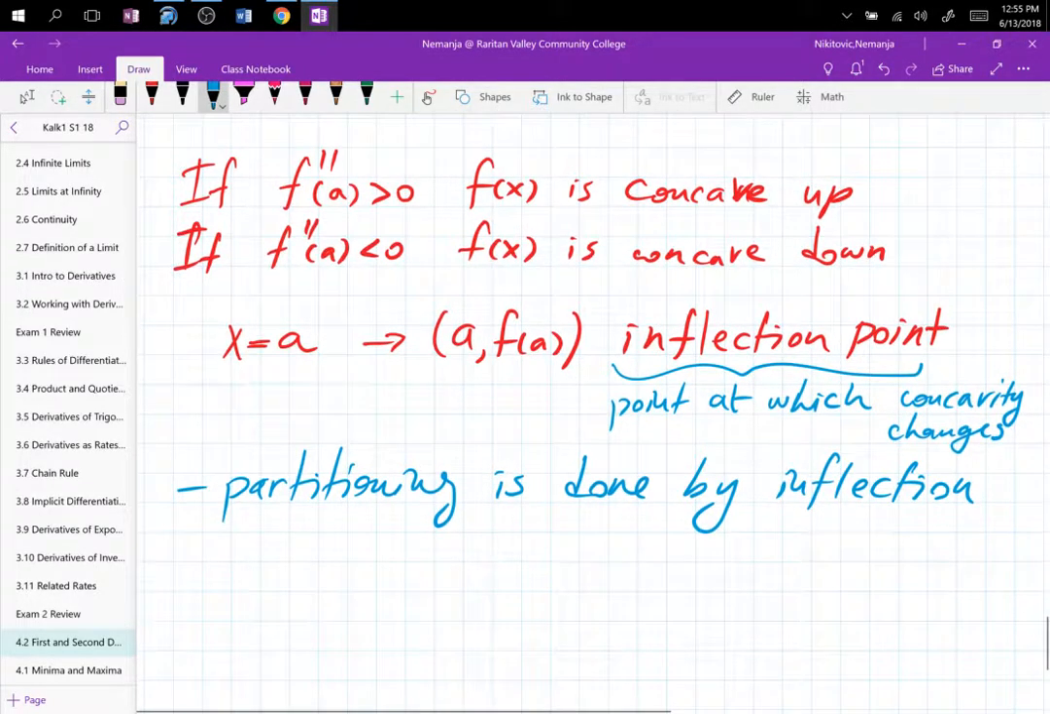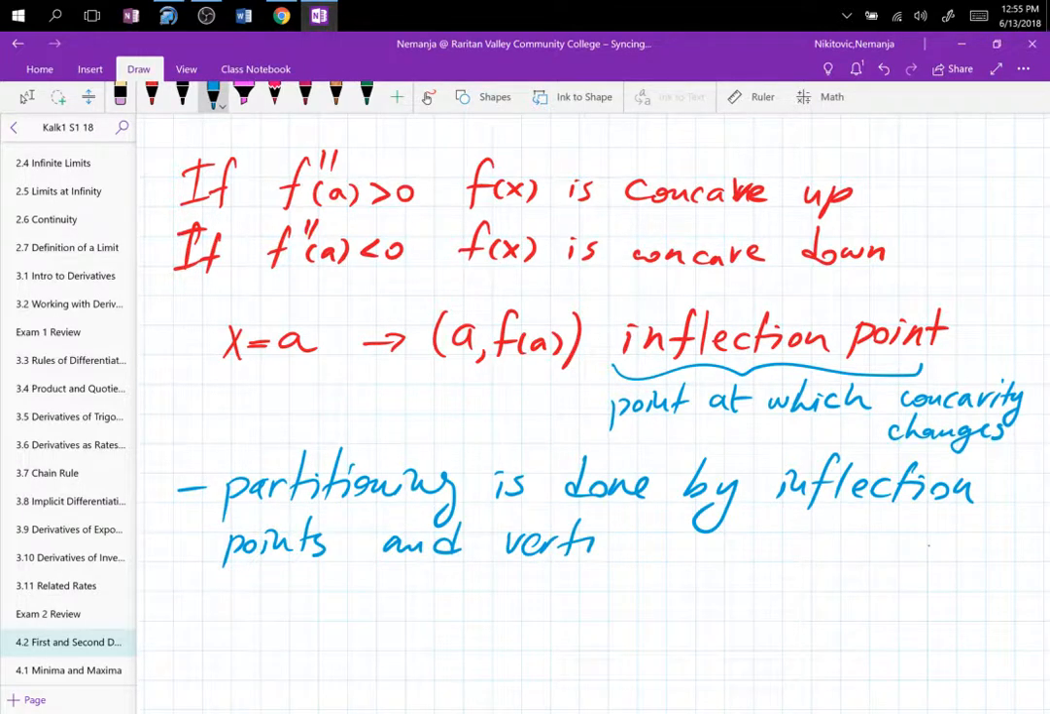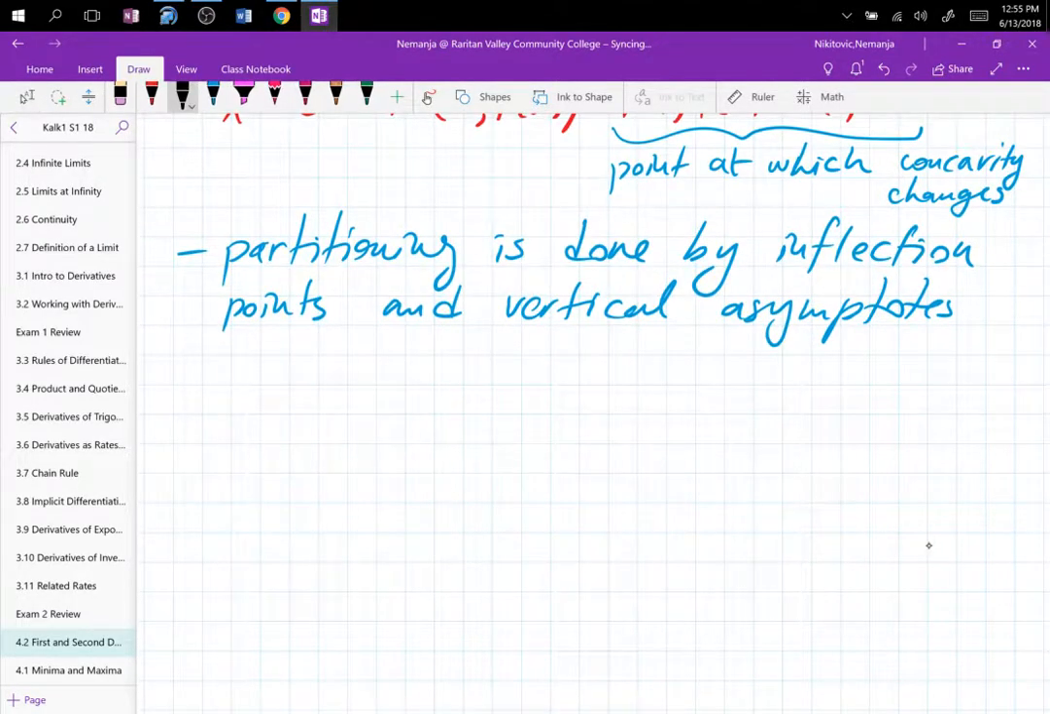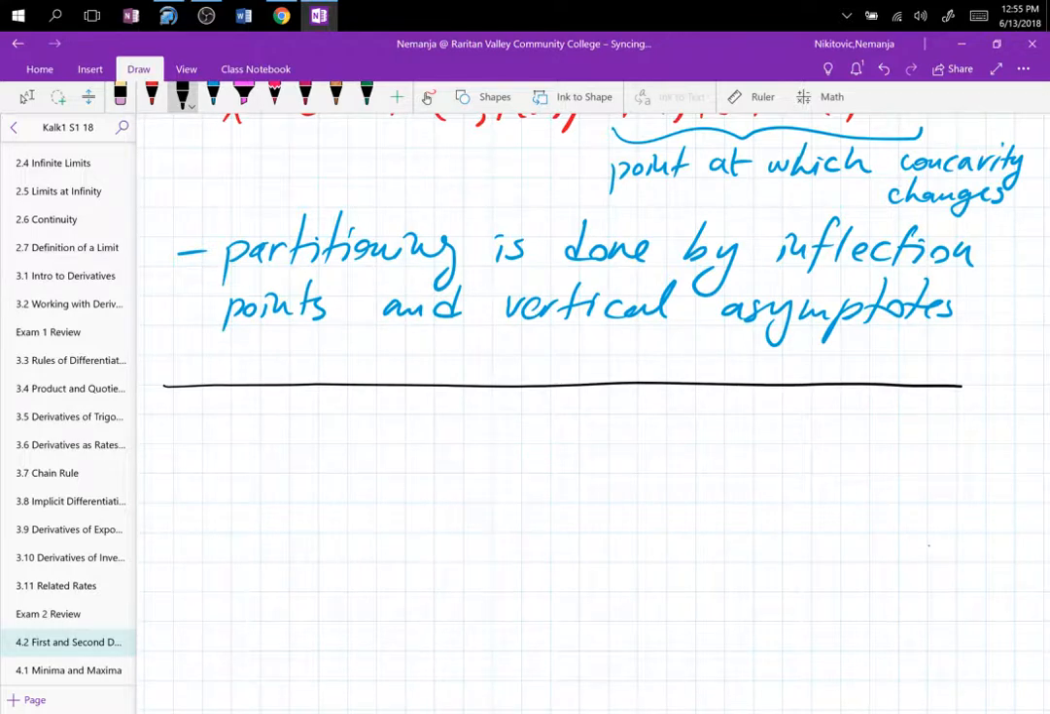So partitioning is done by inflection points and vertical asymptotes. For the second derivative test, again, you have to find the first and the second derivative, set it equal to 0, get inflection points, see if you have any vertical asymptotes, then do partitioning, and then do the test, write the answer, and win.